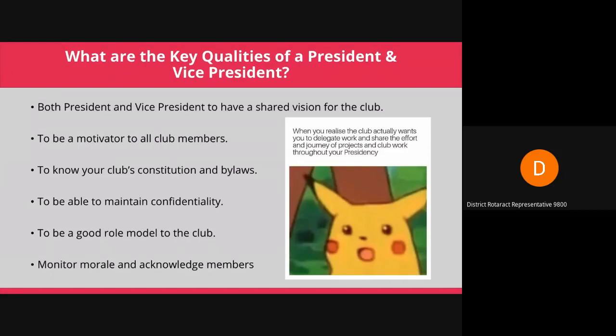Also, in terms of acknowledging members, if a member has taken the initiative to chair a project or filled in last minute at a barbecue or created some templates, acknowledge them and thank them for their efforts, because that will make them feel as though their efforts have been valued and their time has not been wasted.